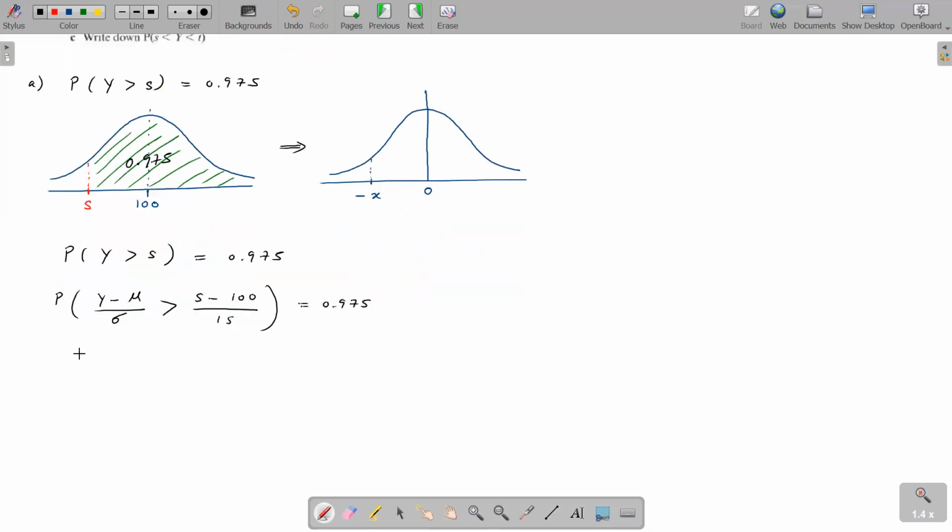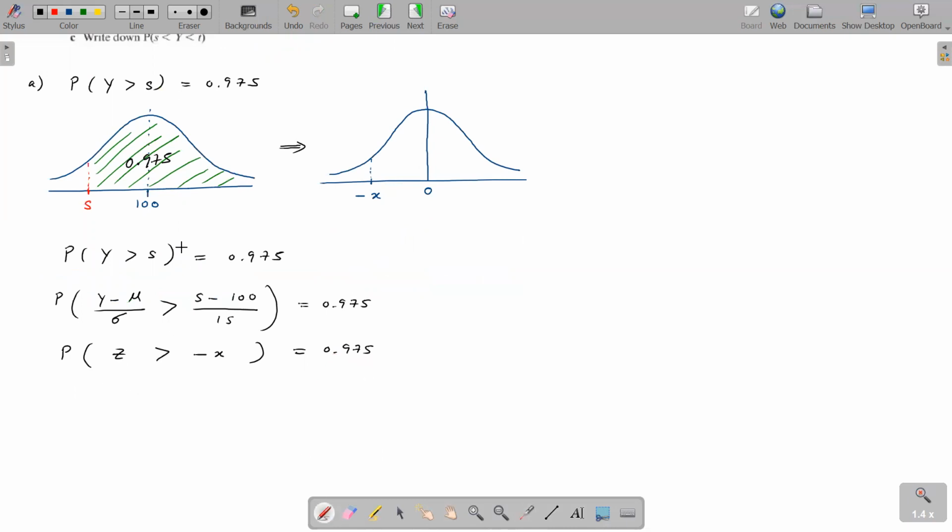And now what do you know? Probability (Y minus mu) over sigma is Z. (S minus 100) over 15. You know this is minus x. You identified. We know it's minus. We know it's negative because we identified it from the graph even before we started the sum. So if it is minus and when you have this area, you know that you want to make it positive.